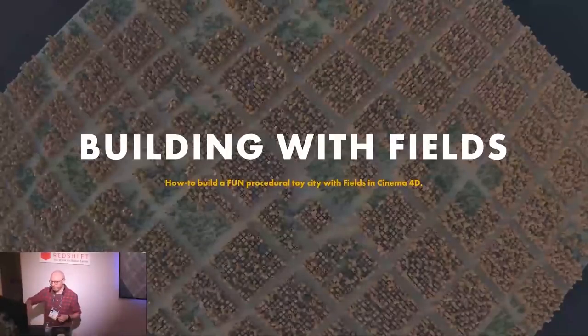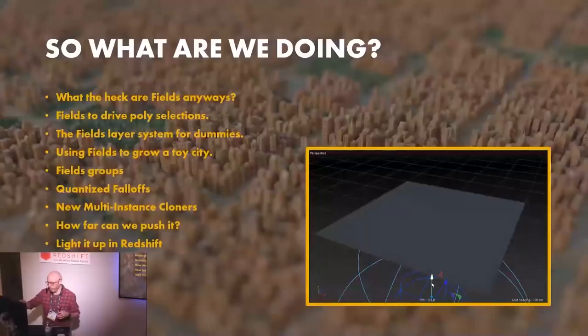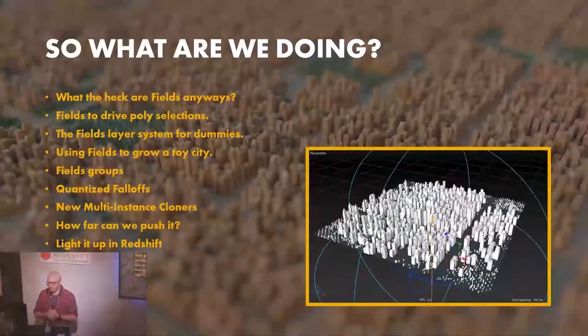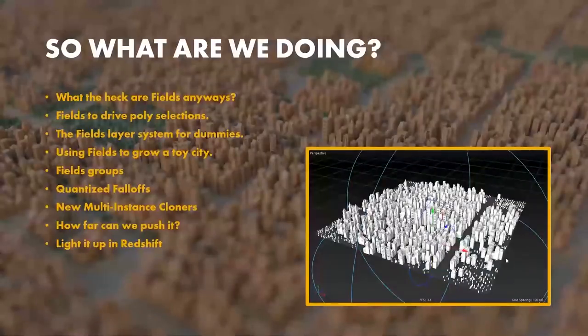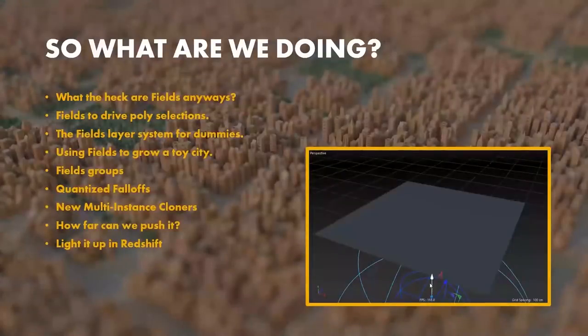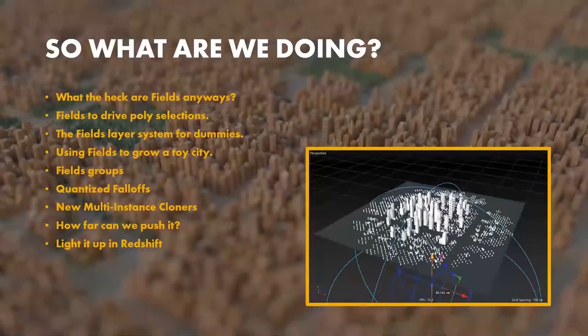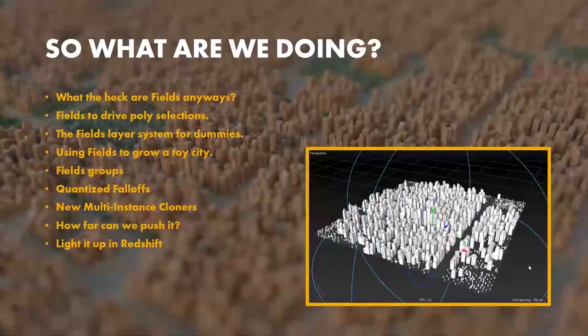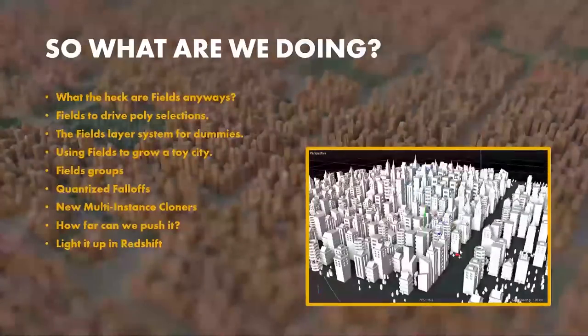So all of this in the background there was created with Fields, and we're going to show you how to do that very easily. So we're going to create a toy city with cool little parks and whatnot. In particular, what are we talking about? Like I mentioned, we're going to talk about Fields, but a lot of people have been using Fields to do vertex map growth and vertex selections. We're going to do something a little bit different. We're going to use Fields to drive polygon selections. And with those polygon selections, we're going to grow cities out of those polygon selections using Mograph cloners.